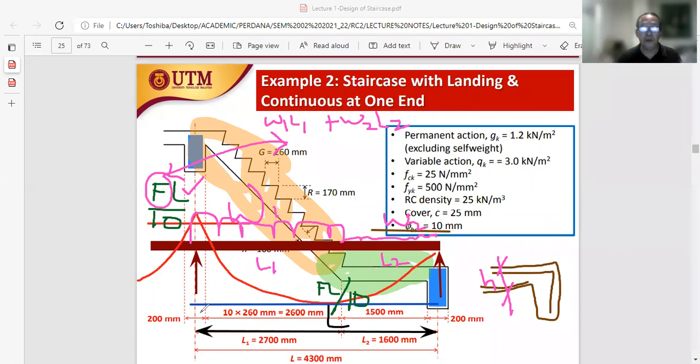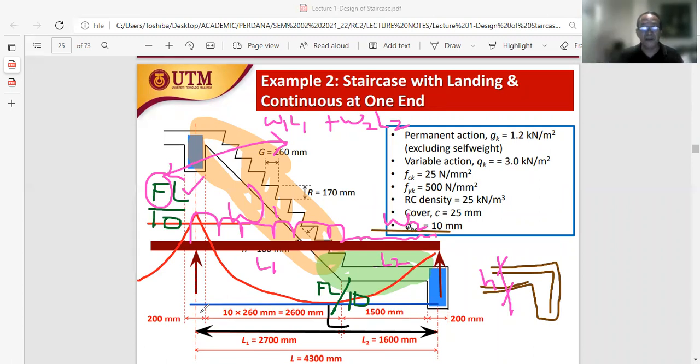First of all, we were looking at the supports. Okay, the position of the support has been changed with respect to example number 1. The right hand support has now been relocated to the end of the landing. Okay. And the left hand support remains at the same position as in example number 1. And from there, we can define those two supports as being the supports for the staircase.